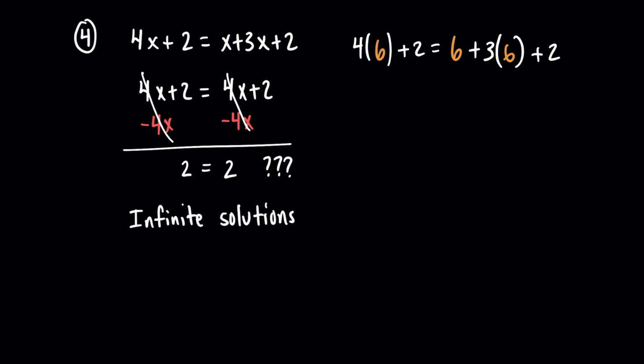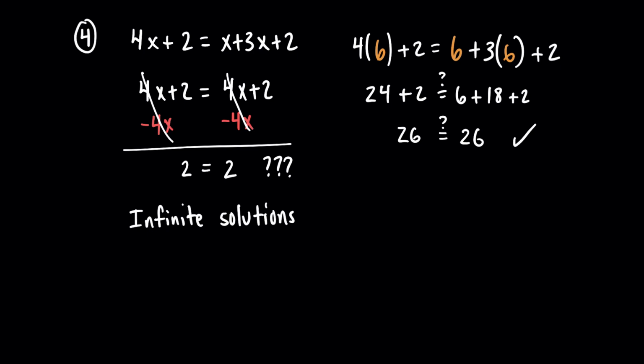Well, let's try this. So 4 times 6 is 24 plus 2. Is that actually equal to, so I'm going to put a question mark here. I'm saying, is this actually equal to 6 plus 18 plus 2? So 24 plus 2 is 26. Is that actually equal to 6 plus 18 plus 2, which is 26? Yeah, so 6 actually works.